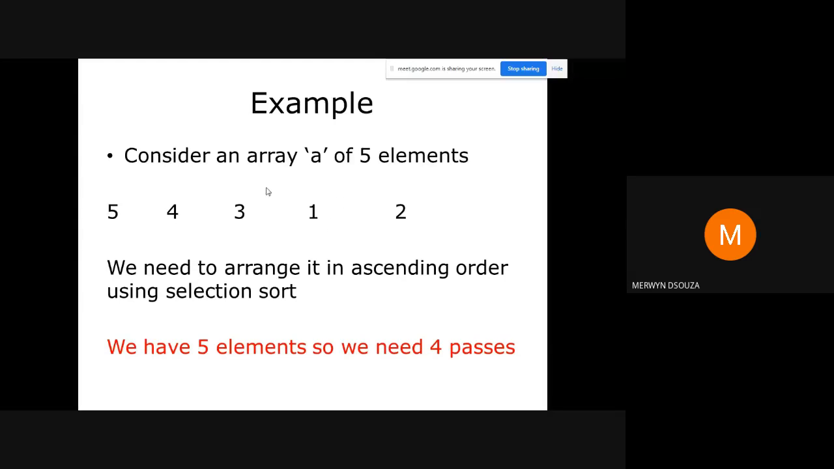So consider this example. Say we have an array A of 5 elements, and we want to sort it using selection sort in ascending order. Just like the other sorting methods that we have studied, with n elements it will require n minus 1 passes or iterations to get the proper sorted order. So in this example, we have 5 elements, so we require 4 passes to get the sorted array. Let's start and see how it works.